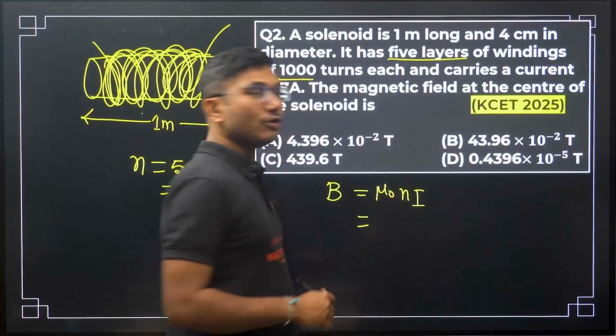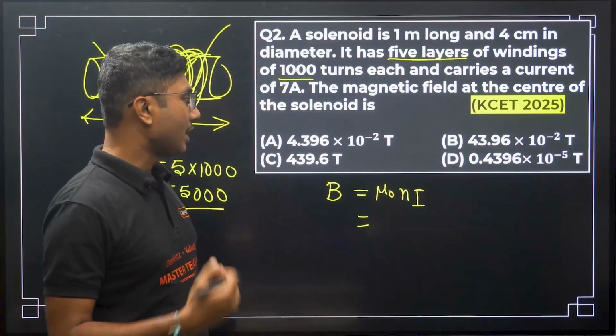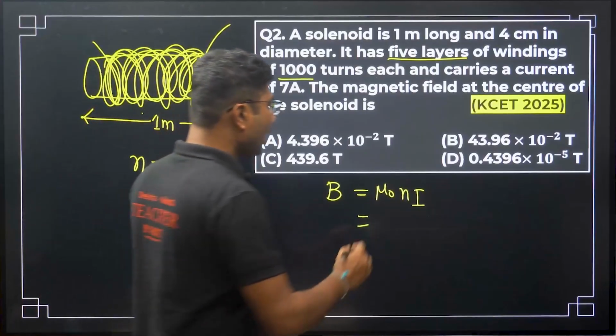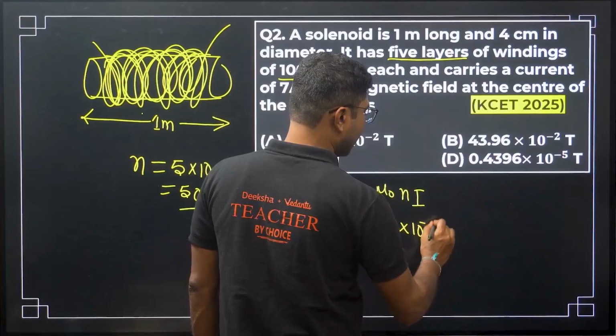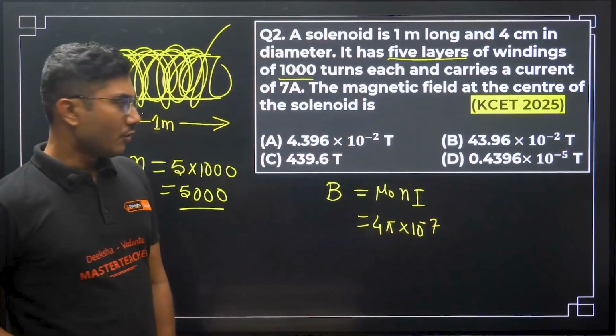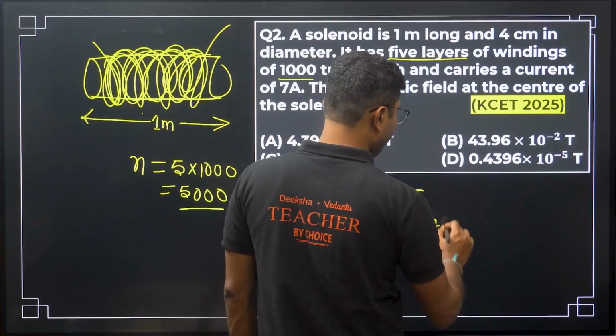Now what is the value of mu naught, which is very, very important. The value of mu naught is 4 pi into 10 to the power of minus 7. Remember this value, okay, 4 pi into 10 to the power of minus 7.